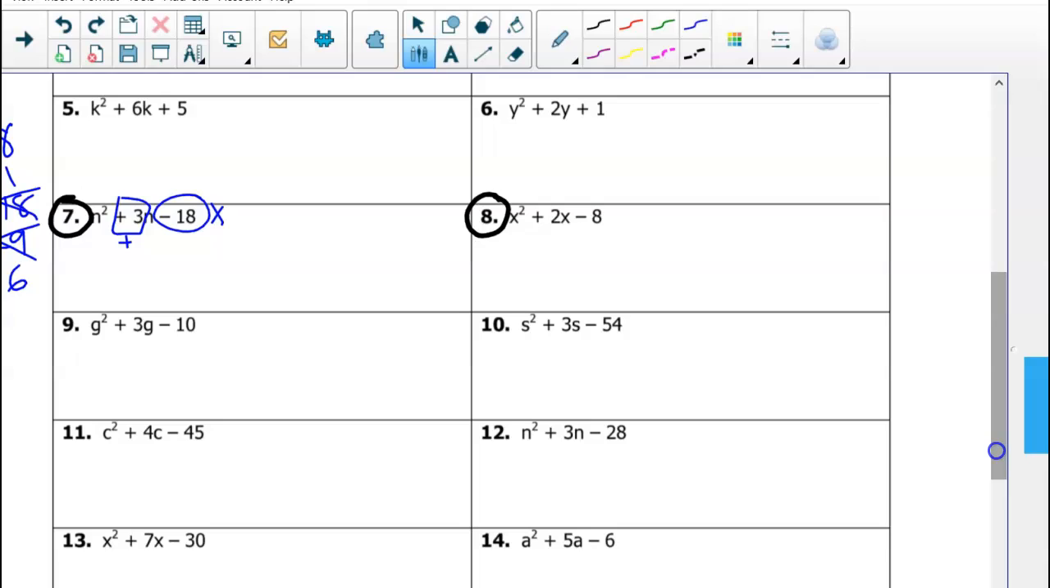If I have negative 6 and positive 3, that would give me negative 3. So that means I need my 3 to be negative and my 6 to be positive, so that way when I add them together or subtract, I get positive 3.